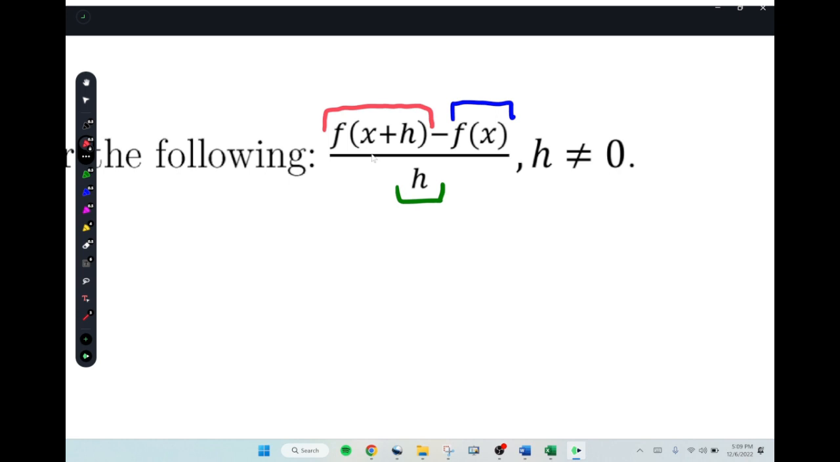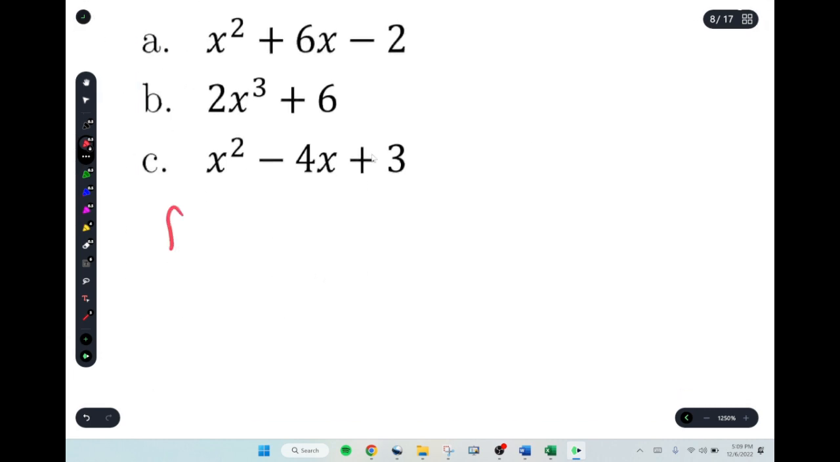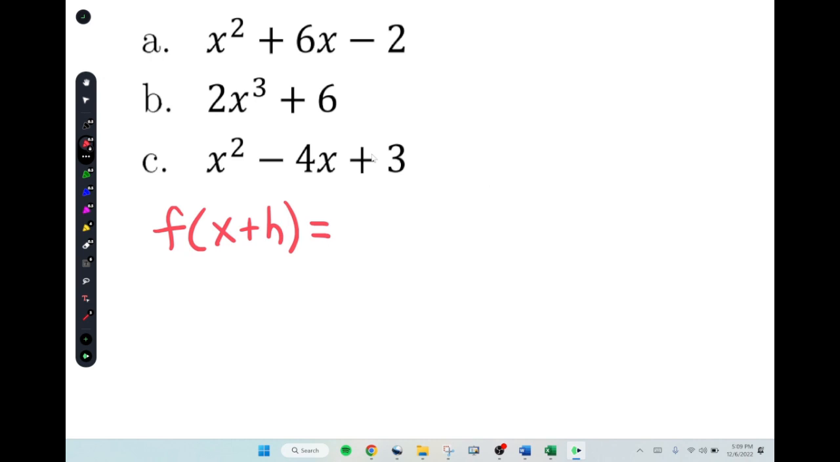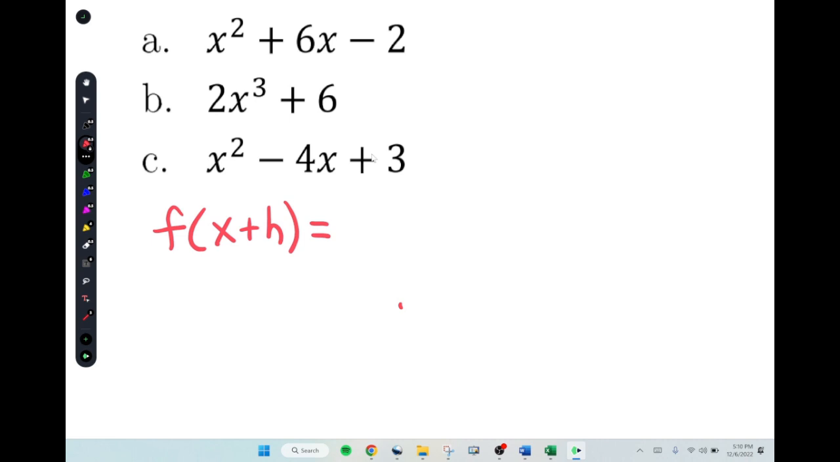f of x plus h. So what is f of x plus h equal? Anybody have any inclinations off the bat? For every x, you plug in x plus h. Just like if it said f of 1, everybody would have known what to do there, right? You would have got 1 squared minus 4 times 1 plus 3. If we would have given you a number, it would have been easy. The only hiccup here is that they don't give you a number. They give you x plus h. So let's plug it in and see.